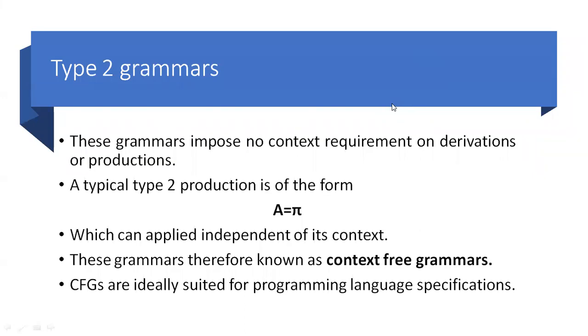Now this type of grammar, type 2 grammars, are called context free grammars. Why? Because these grammars impose no context requirement on derivations or productions. A typical type 2 production is of the form A is equal to pi. So if there is A, replace A with pi, there is no need of any context, which can be applied independent of its context. That's what I told. Independent of its context, A is replaced with pi.